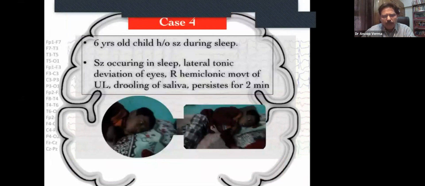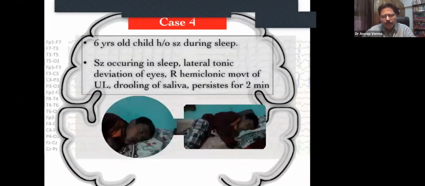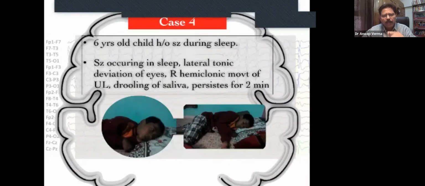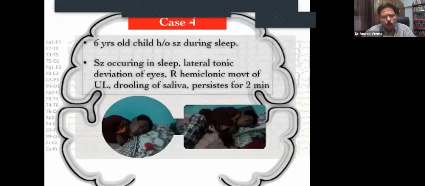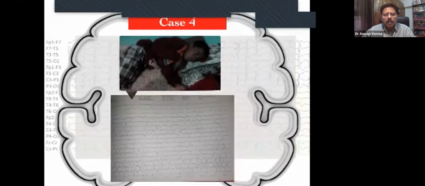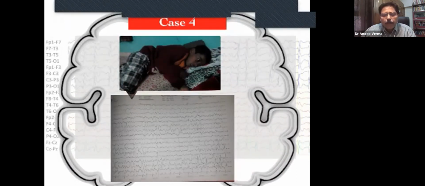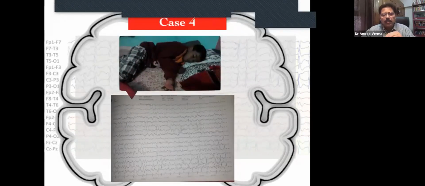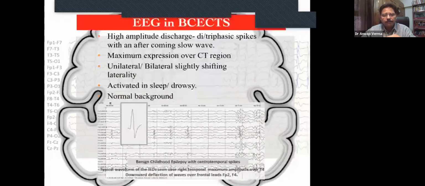A similar patient having a facial seizure, lateral deviation of the eye, hemiclonic movement, drooling of saliva persisting for 2 minutes during the night time only, and the EEG reveals bipolar discharges seen in the centrotemporal region. The classical EEG in BECTS, the signature EEG in BECTS, shows high amplitude discharges with maximum expression over the centrotemporal area. It could be bilateral and it could be unilateral as well. Though the seizures are mostly unilateral and activated in sleep, there is a normal background, as you are seeing here.